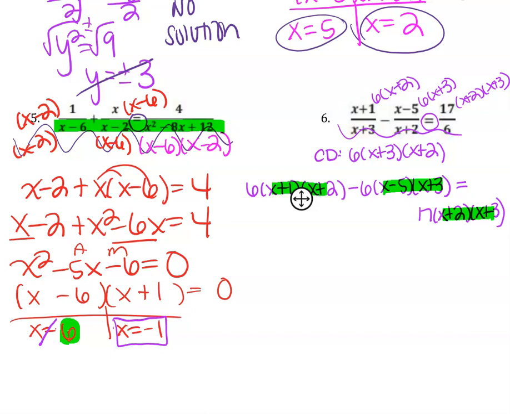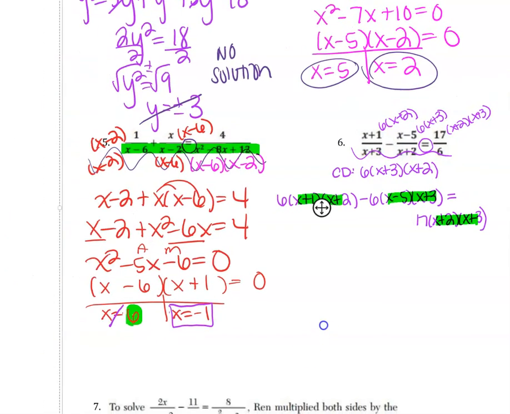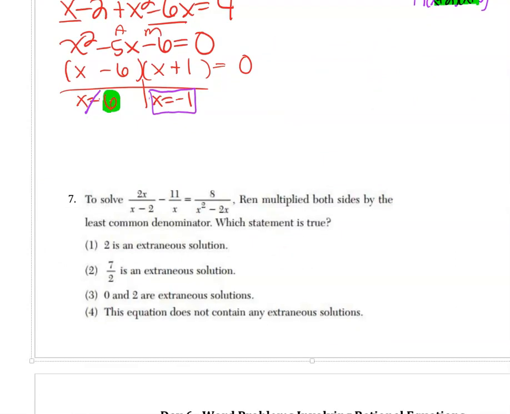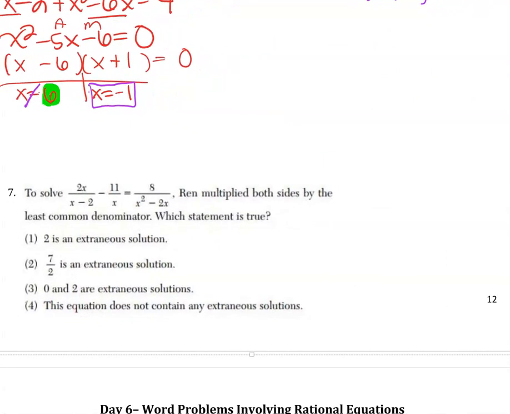All right, last one I want to do is actually from a Regents. And it's question 7. All right, to solve that equation, multiply both sides by the least common denominator. Which statement is true? 2 is an extraneous solution, 7/2 is extraneous, 0 and 2 are extraneous, and this equation does not contain any extraneous solutions. All right, in order to even find out what an extraneous solution is, you're going to have to actually solve.